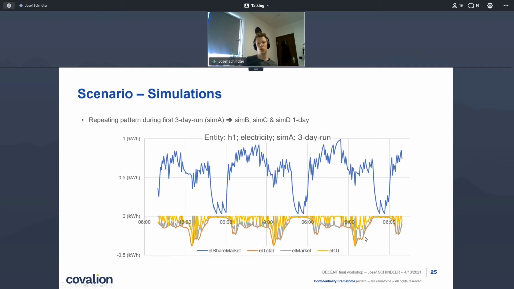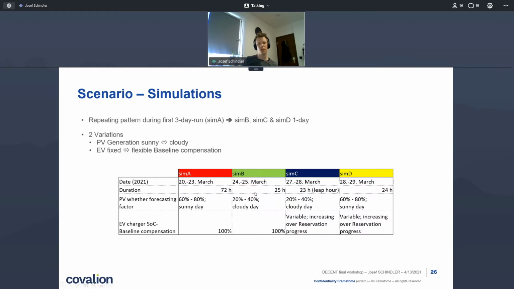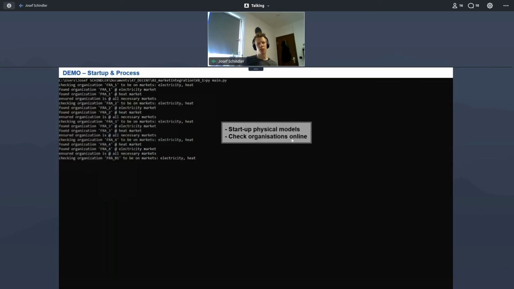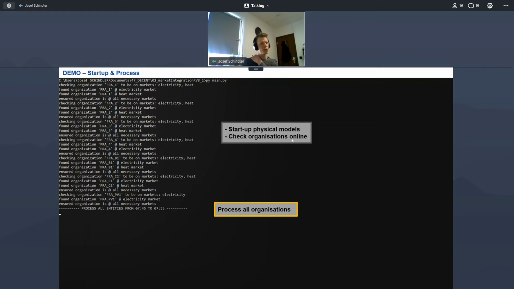So we decided to go with single day simulations for simulation B up to D. Here we can see again that we varied the weather conditions during the simulation and the electric vehicle charger behavior. Here we compensate 100% of the SOC baseline, and in the later scenarios we only compensate a flexible or increasing share. So now we have this short demo where the Framatome virtual entities are running.